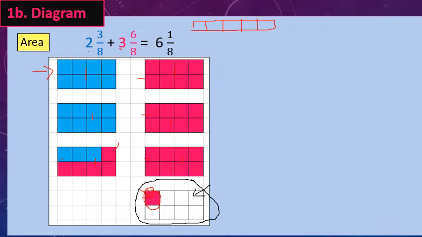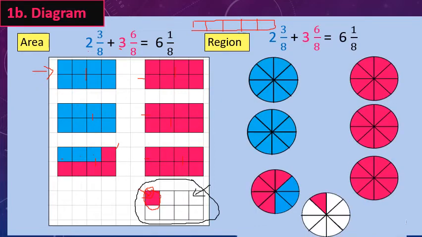Another way we can show this is using a region model, which you might also know as a pie chart model. So here we've got the same number sentence, and with the region model, it looks like this. So we've got circles divided into 8 equal parts and the relevant amounts shaded. And again, we get the same answer, it's just represented differently.